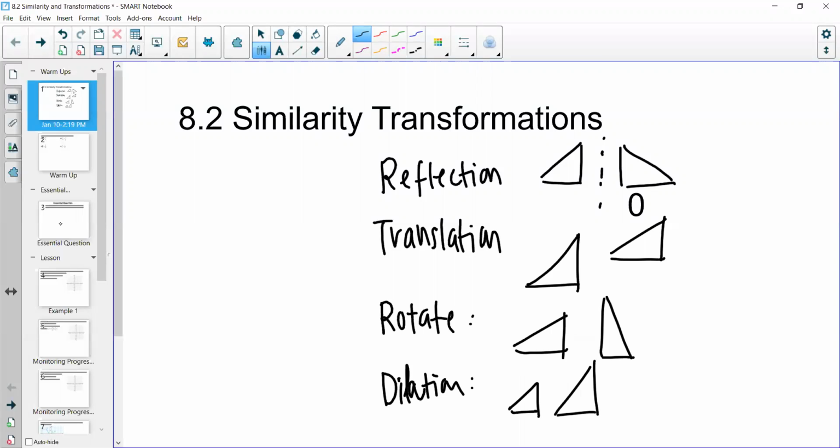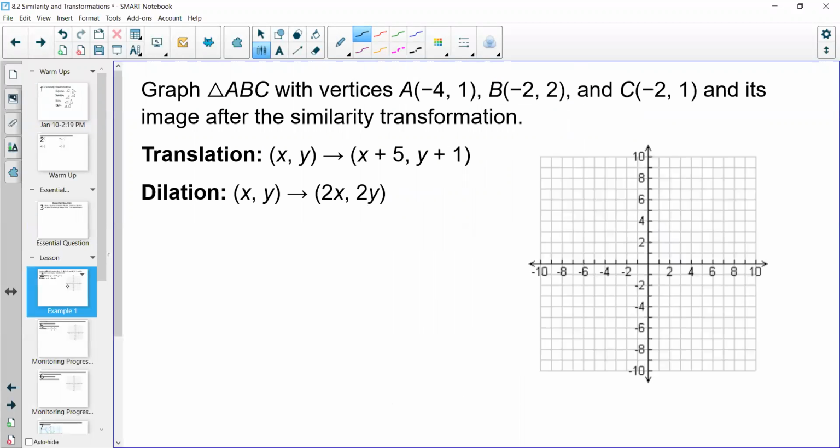So let's take a look here at this first one. We're going to graph triangle ABC with the vertices A at -4, 1, B at -4, 2, C at -2, 1, and then find the image of what it looks like after we do that similarity transformation. So I'm going to start here with this purple one, and we're going to graph triangle ABC. I'm going to go to -4, 1, -4, 2, and -2, 1. Perfect. There is our cute little triangle ABC.